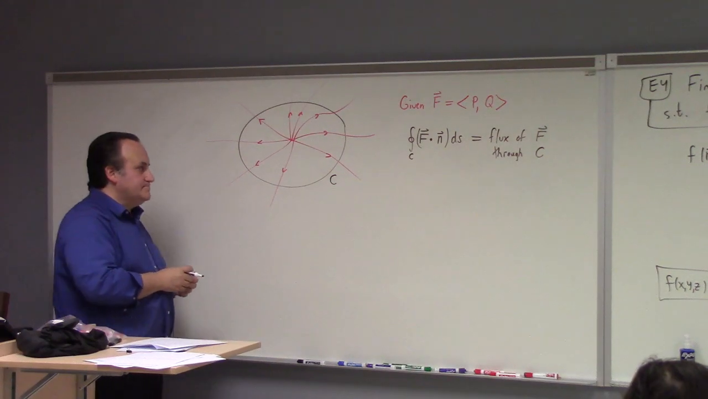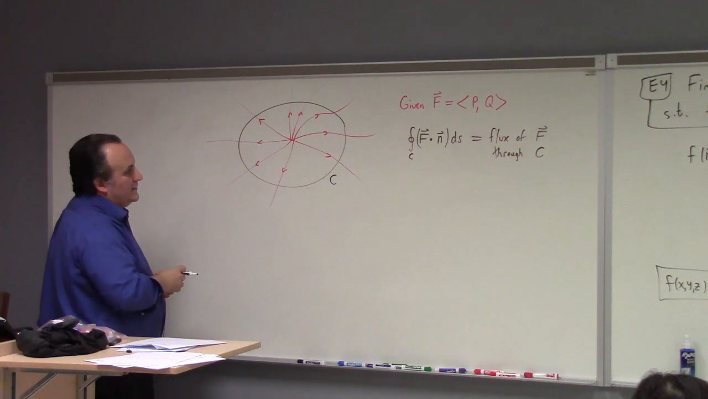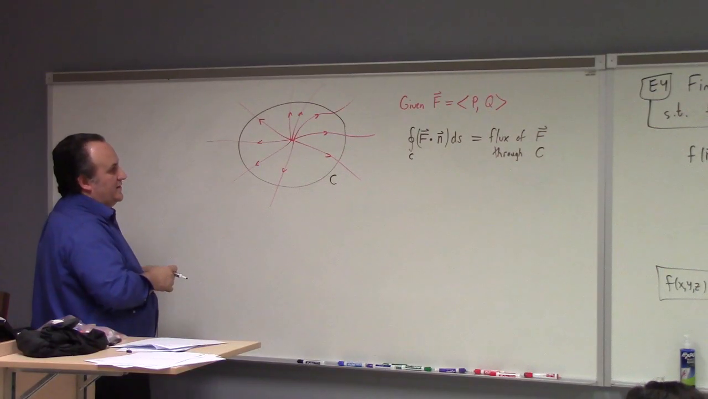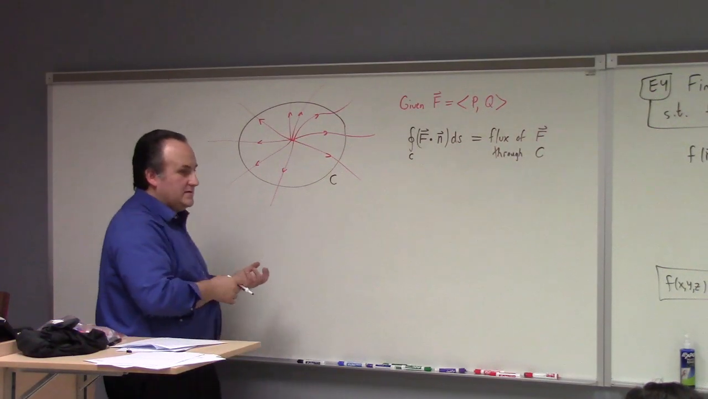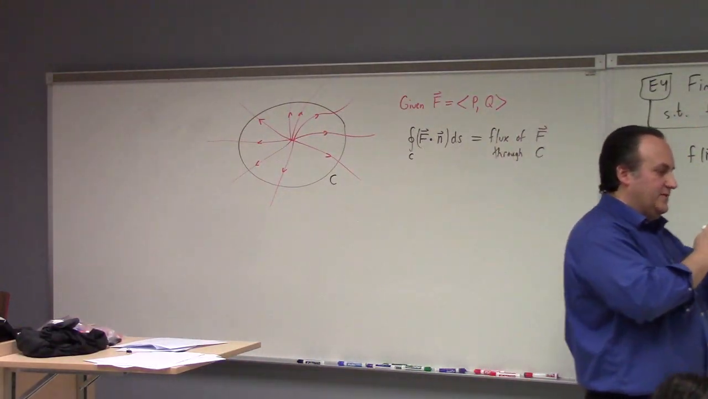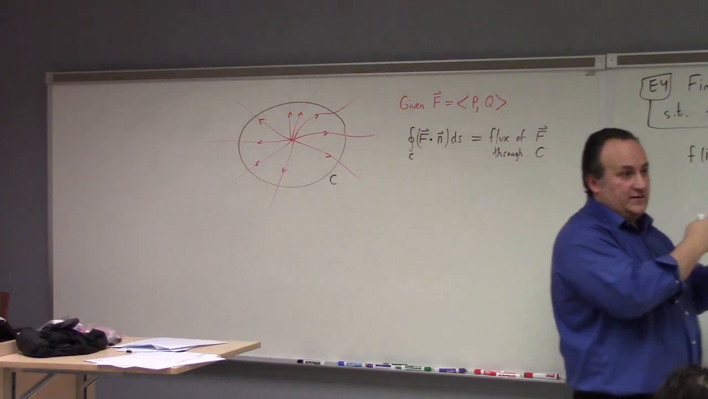Now here, the flux is largest when the field lines, the integral curves of the vector field, are going perpendicular to the tangent to the curve.